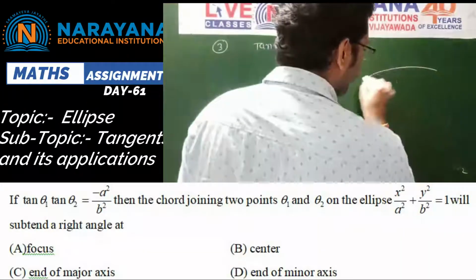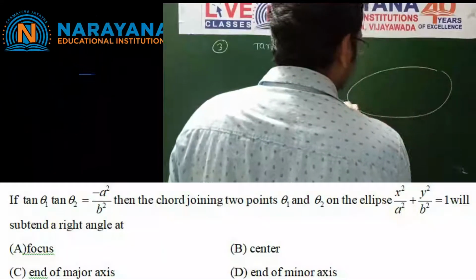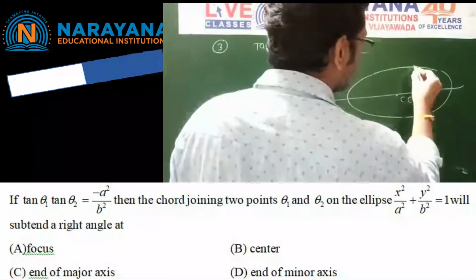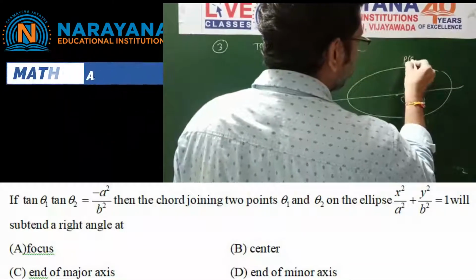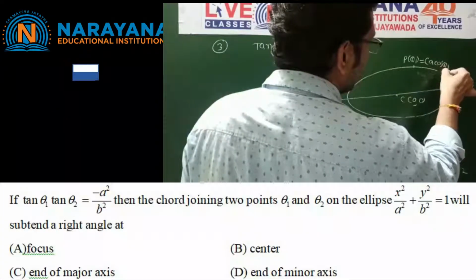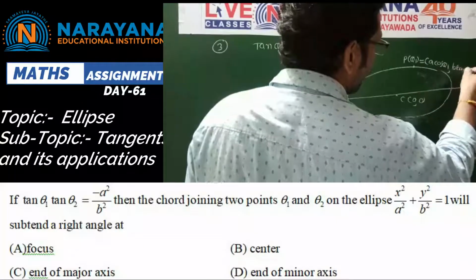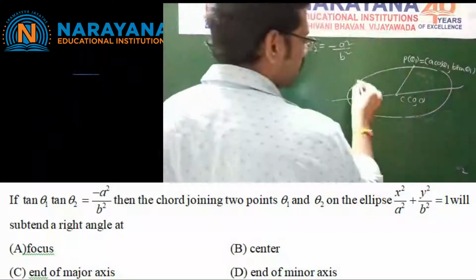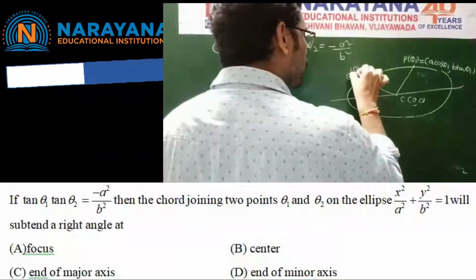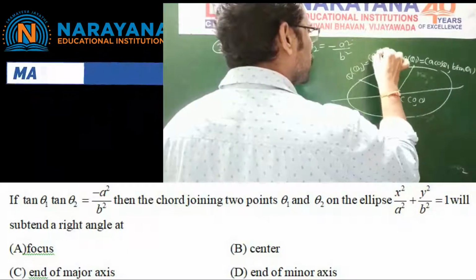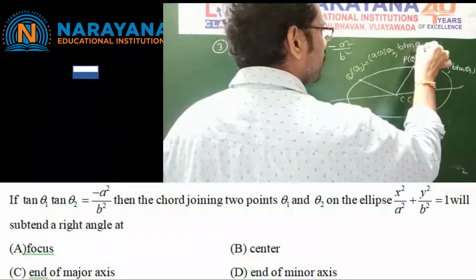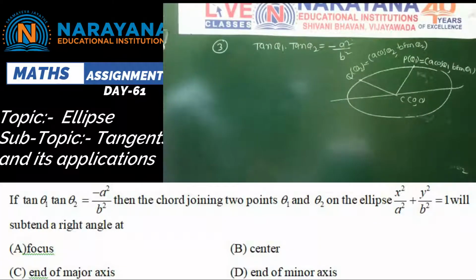Take the ellipse. The center of the ellipse is C equal to 0, 0. This is the point P. P of theta 1 is equal to a cos theta 1, b sin theta 1. Q is the parametric point on theta 2. Q is equal to a cos theta 2, b sin theta 2. First we are to find the slopes of CP and CQ.